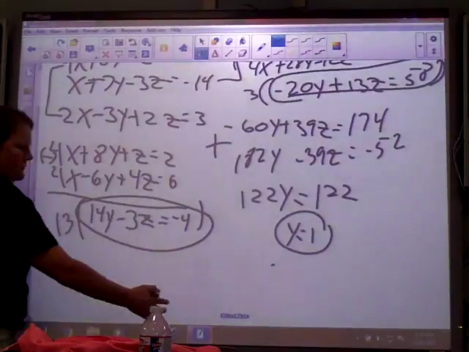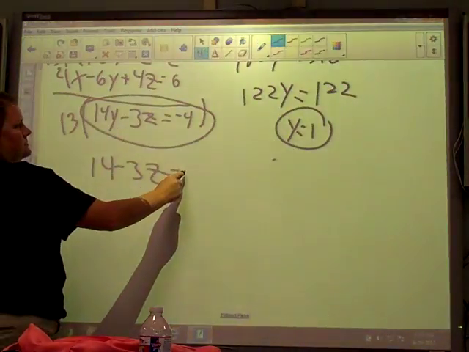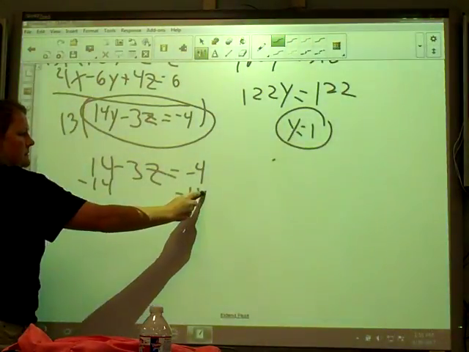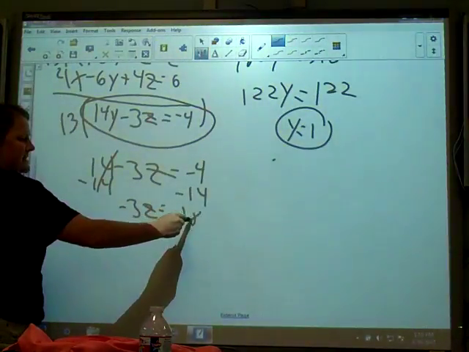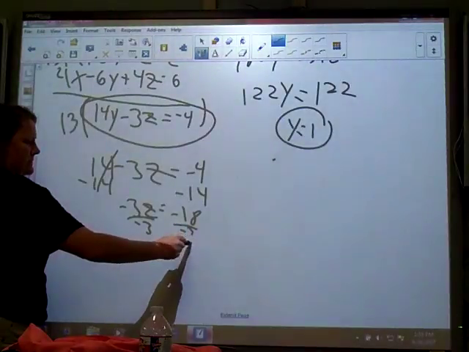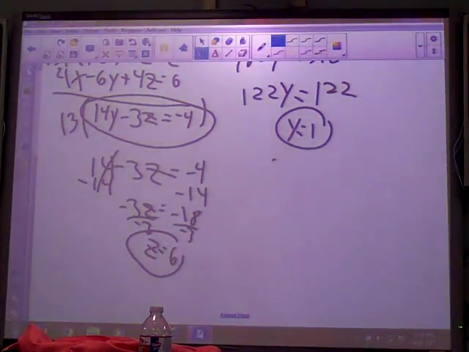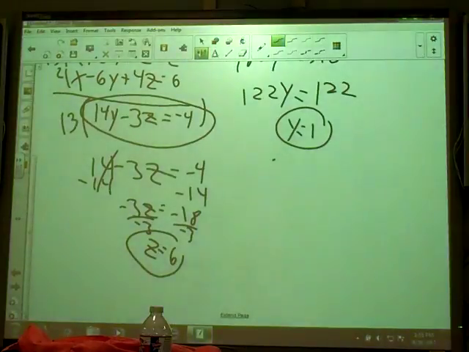14 times 1 is 14. So that gets me 14 minus 3z is equal to negative 4. Subtract our 14. Negative 3z is equal to negative 18. Z is 6. Alright, we've got a y, we've got a z, we got to get an x. Good job. So go up there and pick out your favorite original one.